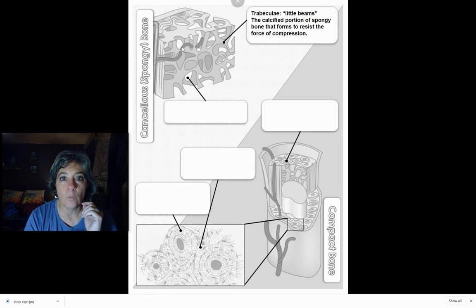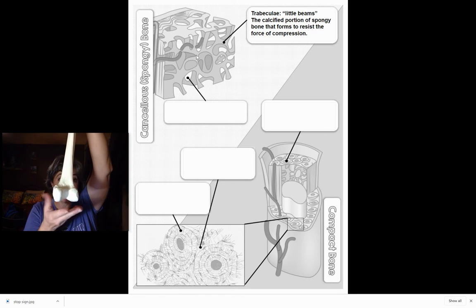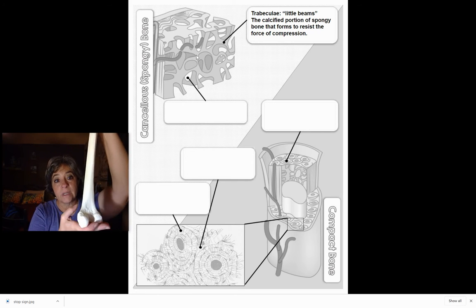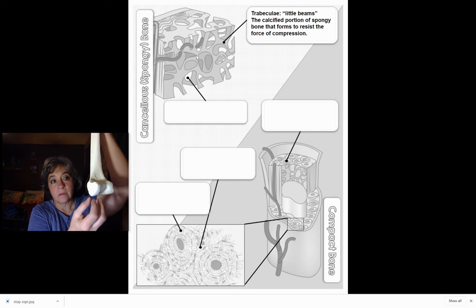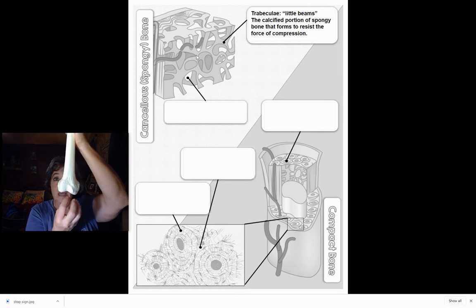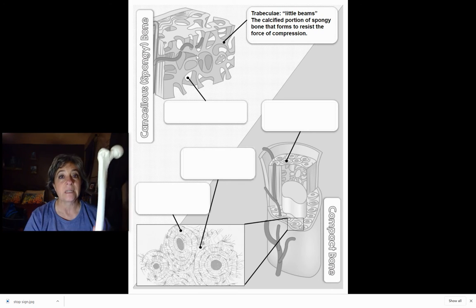The walls of the sponge are called the trabecula, also called little beams, which means little beams. So that's kind of what it looks like. And these are calcified portions, and that just helps reduce the force of compression. This is the femur, and so below here are your lower leg bones, and so your weight would be putting pressure on the bones below it. So having the spongy bone in the articulating bones, having spongy bone here helps resist that force of compression from the femur as you're standing up.